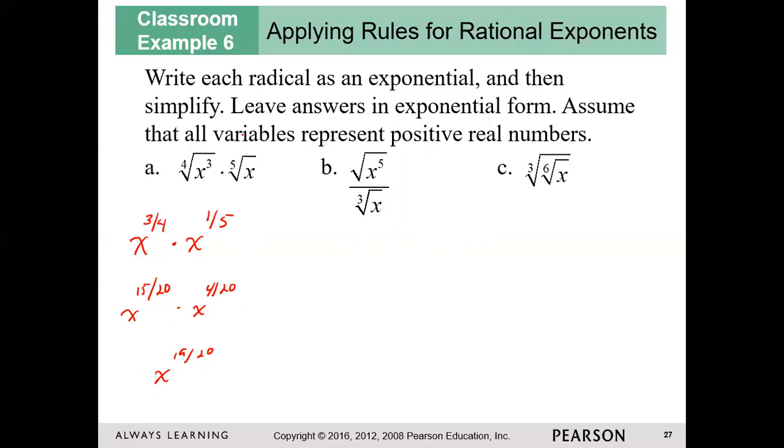If you wanted to, you could put this right back into radical form if you just prefer that one to be better. So you could write this as the 20th root of x to the 19th if you wanted to. Okay. And then we'll do this one. So again, x to the 2/5 power.